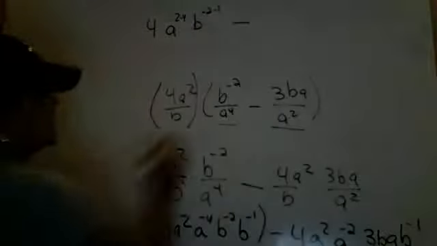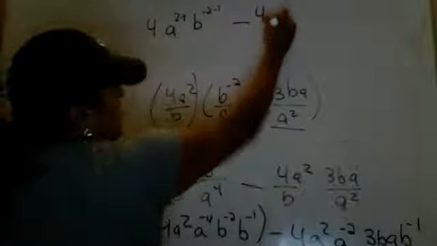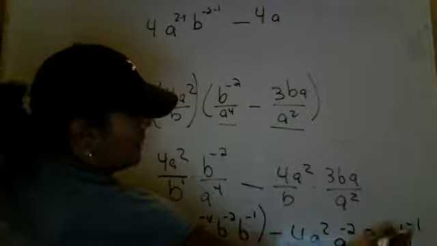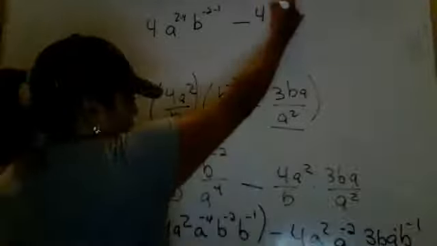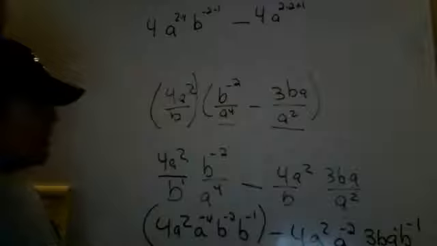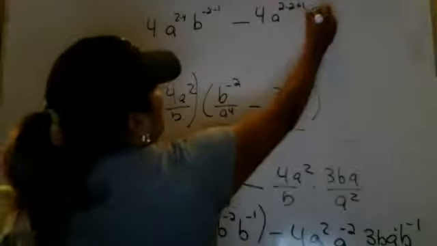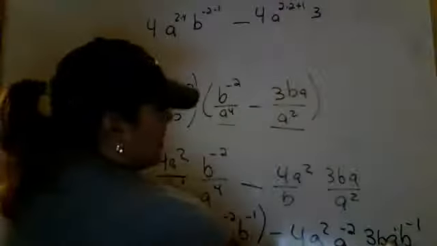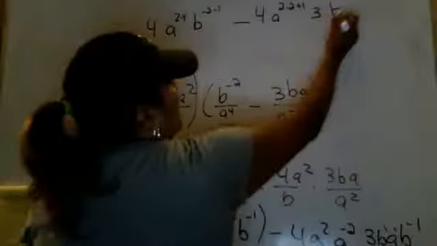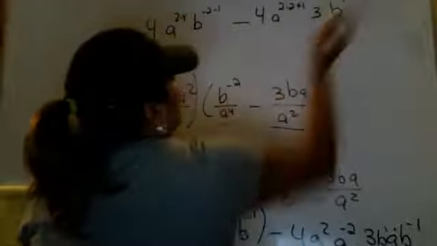Minus 4. How many a's? I have a squared, a to the negative 2, and this a is an implied 1. Can't forget that. So you have 2 minus 2 plus 1. Oh, and then you have times 3, and then my 2 b's. Again, that is b with an implied positive 1. So b to the first minus 1.